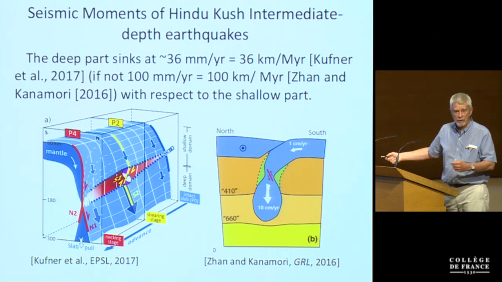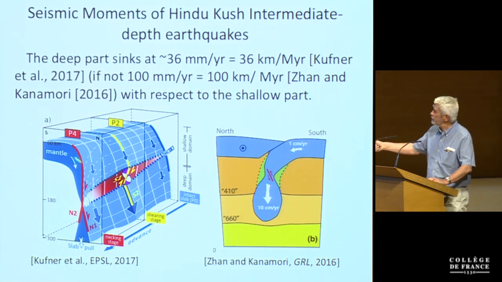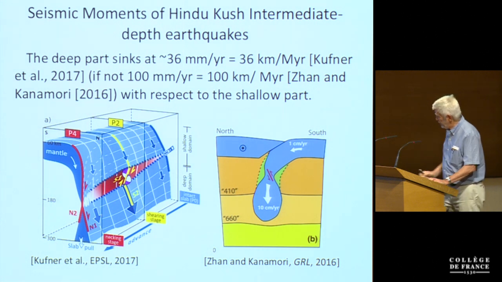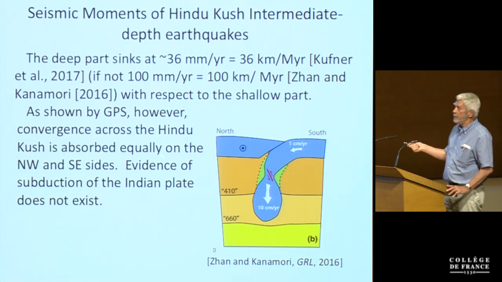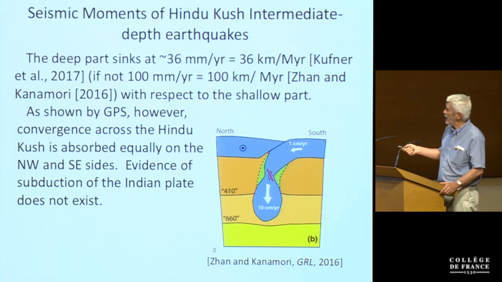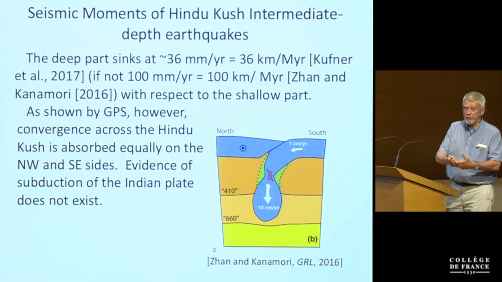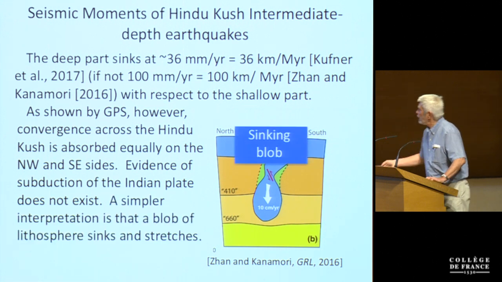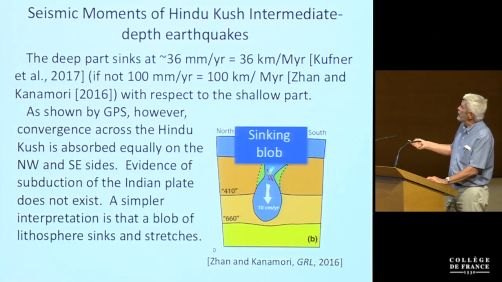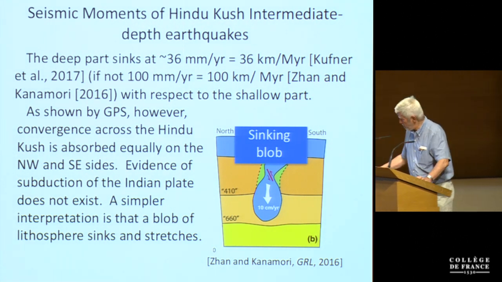The title of their paper includes the words slab break off. They think a slab of lithosphere has been under thrust from the south and is plunging beneath there. But I would like to point out that the GPS shows the convergence is absorbed equally on the northwest and southeast sides. And the evidence for subduction of the Indian plate in this area simply does not exist. It goes back to what we used to think, that intermediate depth earthquakes occurred in subducting plates. In fact, I would like to suggest a simpler interpretation is that a blob of lithosphere is sinking and it's stretching in its vertical orientation.